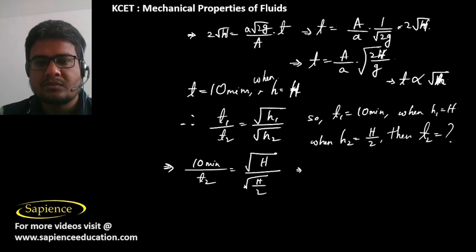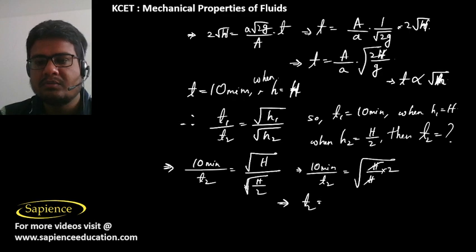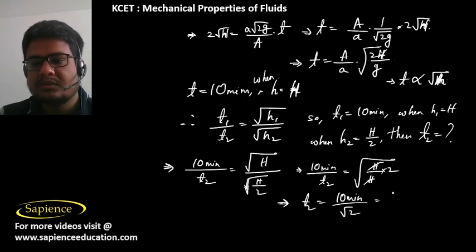So therefore this will be 10 minute divided by T2, that is equal to root over H by H into 2. So that is root 2. So therefore T2 will be equal to 10 minute divided by root 2.